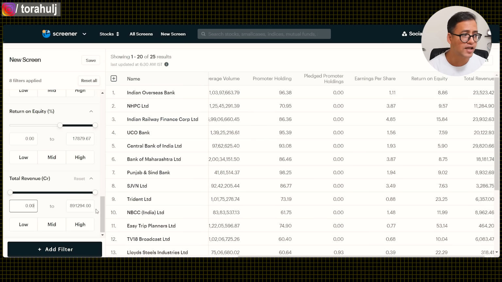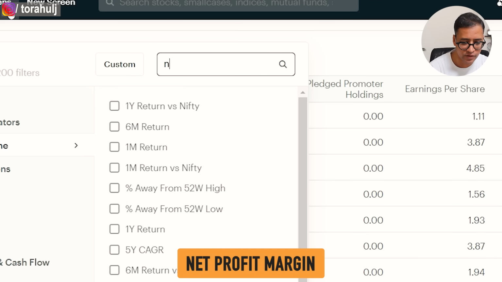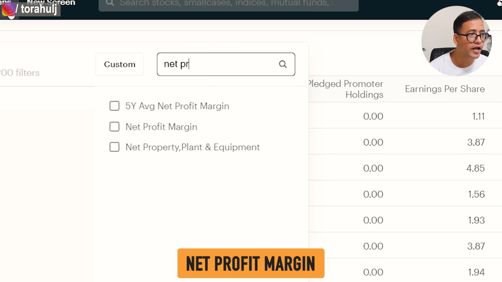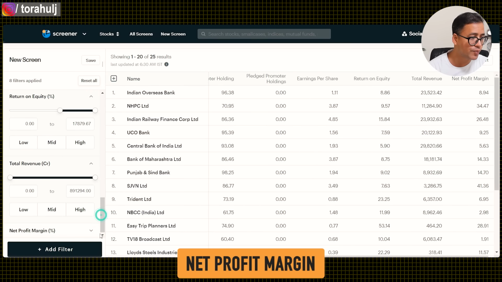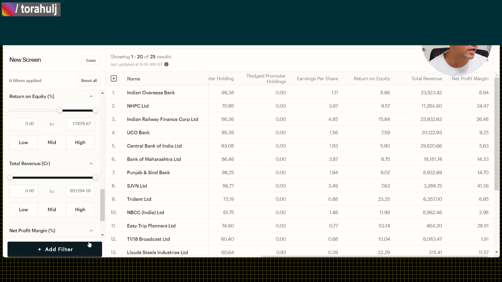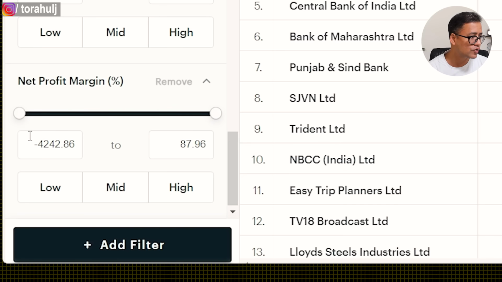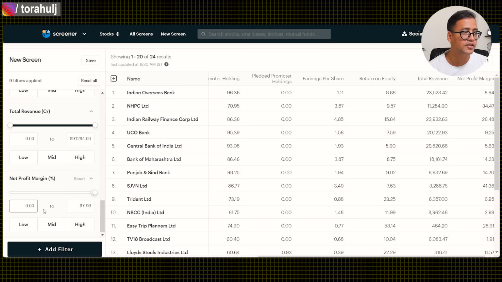We are going to get the same list because all of these stocks have generated positive revenues in the last year. And the last fundamental criterion that I want to use is net profit margin. So let us go ahead and add net profit margin here. Again, with the same principle, we are going to use those stocks that have generated positive net profit margin at least in the last financial year, so that we can weed out the kachra stocks from our list. So any stocks that have generated positive net profit margin is what we want.